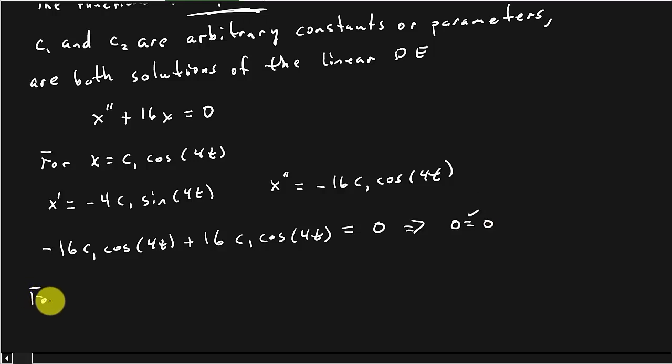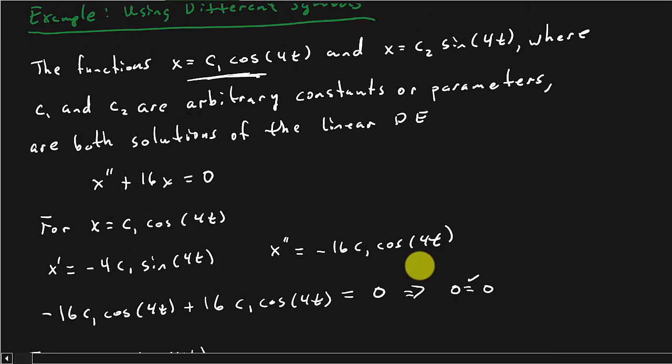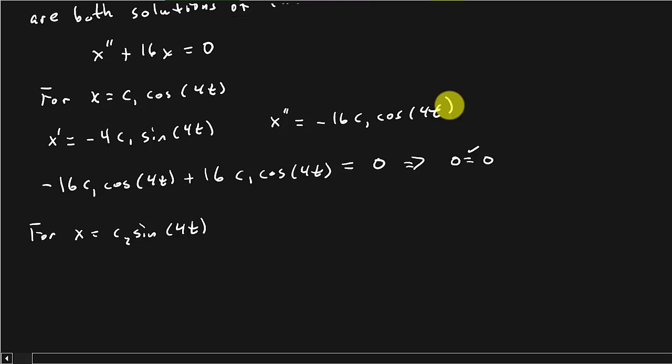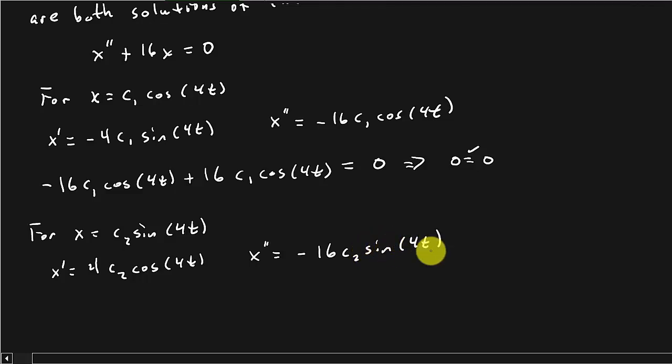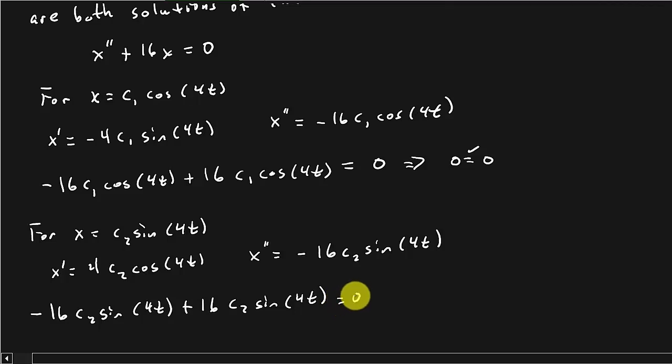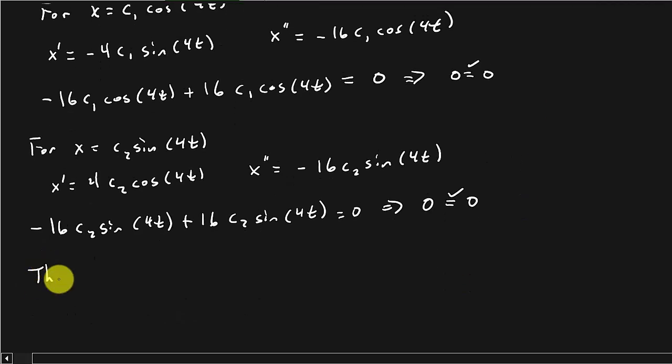That would check. And then if we look at x equals c2 sine of 4t, we'll have x prime is equal to 4c2 cosine 4t, and x double prime would be negative 16c2 sine 4t. And if we plug this in for the second derivative, we get negative 16c2 sine 4t plus 16 times x, and for x we plug in c2 sine 4t. Well, you can see the left side equals 0, so 0 equals 0. That checks.